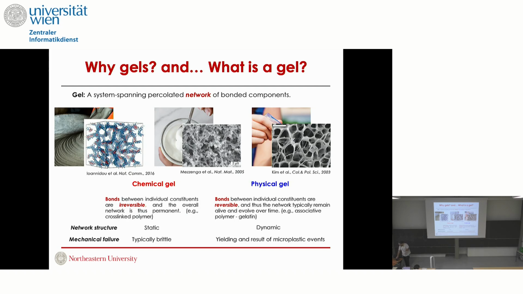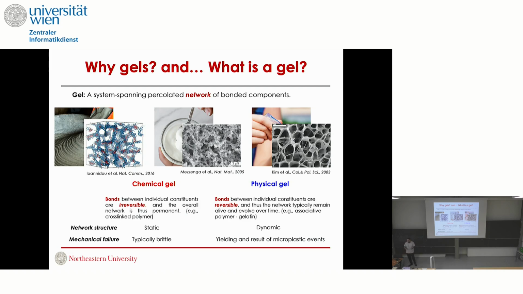And that has implications, for example, in terms of their mechanics. Usually one fails in a brittle manner, and the other one yields as a result of microplastic events. So I'm more interested in this type of gel, physical gels, where particles form these networks, and then they yield in a very dynamical way. I'm trying to understand that from a purely topological perspective, and I'll tell you what I mean.